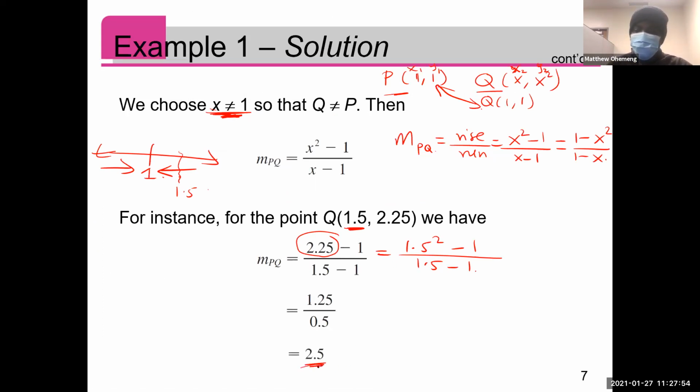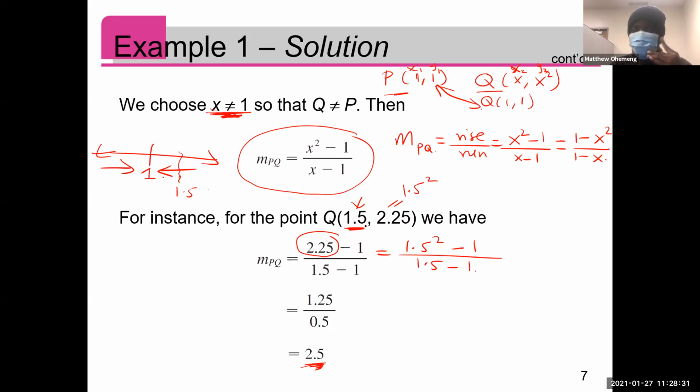I think this is what you are referring to, the 2.5. With this 2.5 answer, I was just illustrating how you are computing the slope of the secant lines. I said that the general formula for the slope of the secant line, m_PQ, passing through the points P and Q, is (s squared minus 1) over (s minus 1). And this was just an example. When x is 1.5, the corresponding y coordinate would be 2.25, because it's just 1.5 squared.